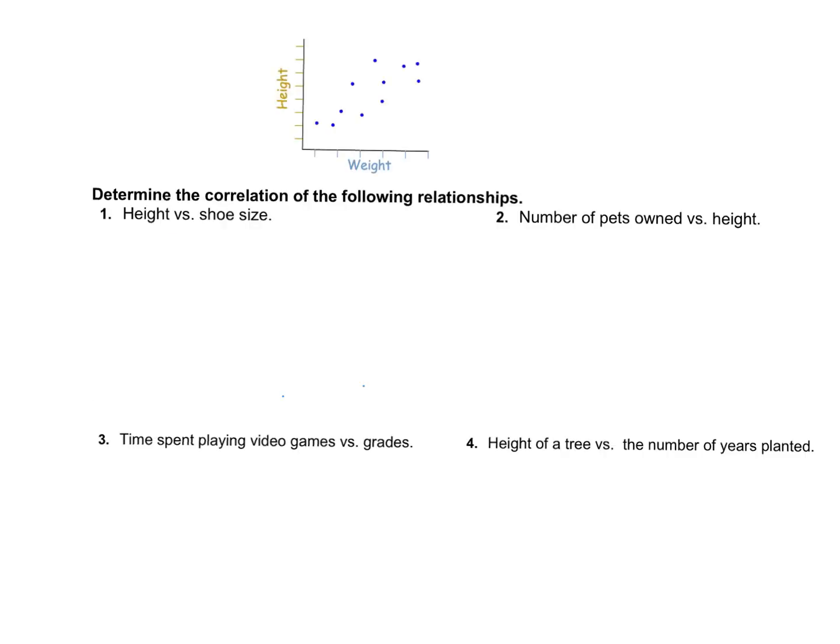All right, so now we're going to determine the correlation of the following relationships. Take a look up at this graph that we had here and notice that we have the weight. As the weight is increasing, so is their height. So we would say that this is a positive relationship because the taller somebody is, the bigger shoe size they would typically have. And so we've got their height versus the shoe size. We would assume that somebody that is taller would have a bigger shoe size, and so we're going to say that that is a positive relationship.